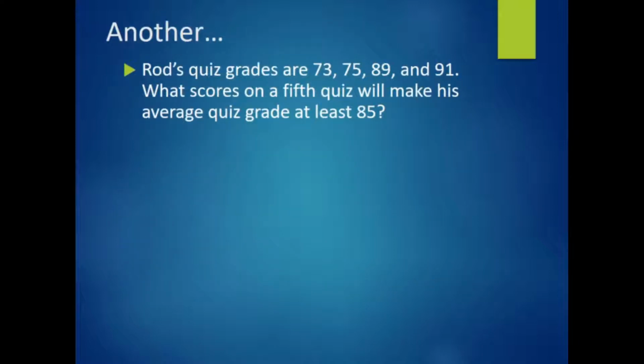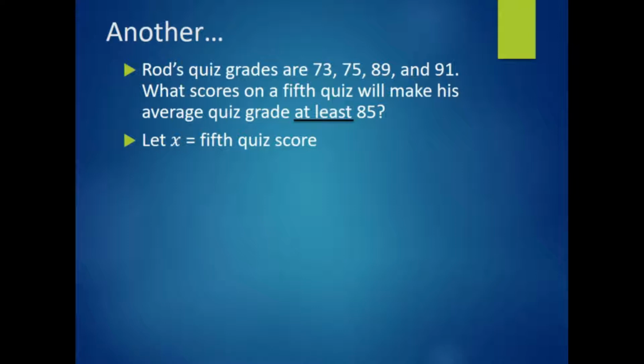Rod's quiz grades are 73, 75, 89, and 91. What scores on a 5th quiz will make his average quiz grade at least 85? They're asking us for that 5th quiz score. We'll let our variable stand for that. And the key word here is at least. We're talking about a grade average. At least translates into a greater than or equal to.